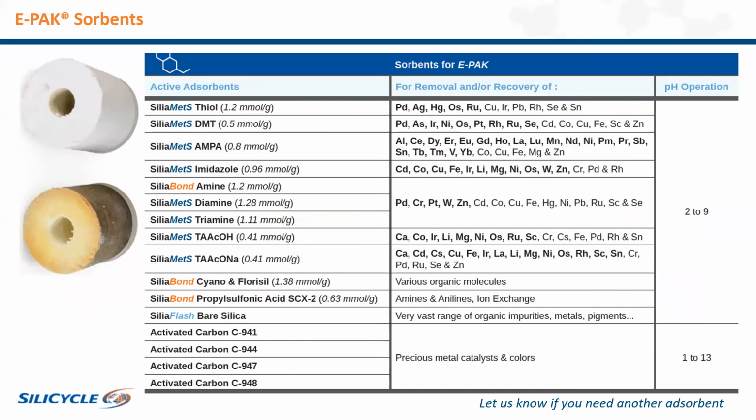We have a wide variety of sorbents for our E-PAK cartridges. As I mentioned earlier, we have activated carbon. We have 4 types of activated carbon, and we have the most common Metes product in our E-PAK technology. So we have the thiol, the GMT, the AMPA, the imidazole, the diamine, triamine, TACOH, TACONA, the cyano and the fluorosil, and the propyl sulfonic acid. And of course, the different E-PAK sorbents have different affinity for different metals. So depending on what type of metals you want to remove, you can use either one of them.